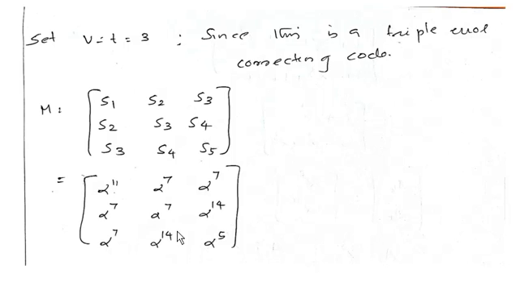That means the normal determinant expansion, that is alpha raised to 11 into alpha raised to 12 plus alpha raised to 28, plus alpha raised to 7 into alpha raised to 12 plus alpha raised to 21, plus alpha raised to 7 into alpha raised to 21 plus alpha raised to 14. So that's our usual determinant expansion. Then we can replace this alpha raised to 11, alpha raised to 14, etc.